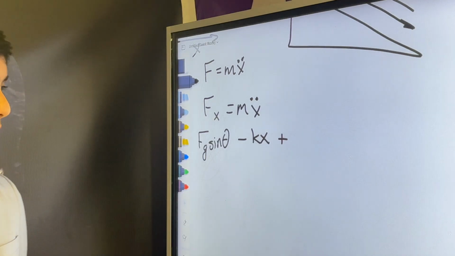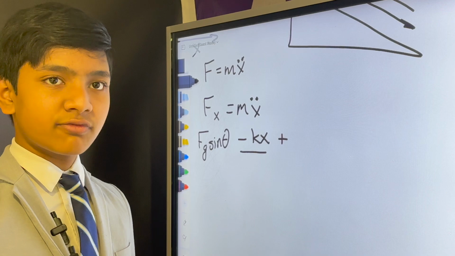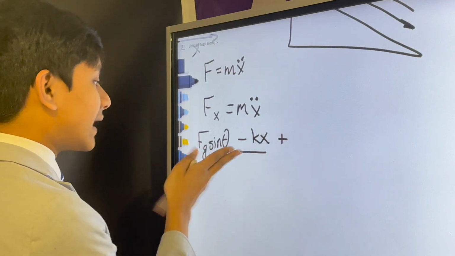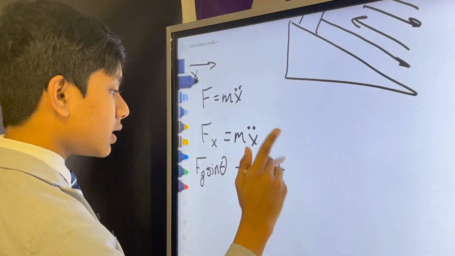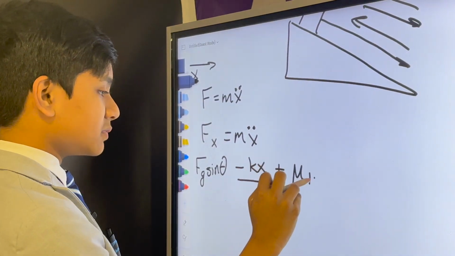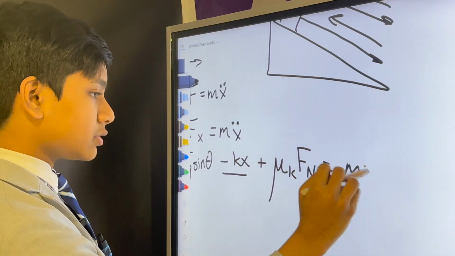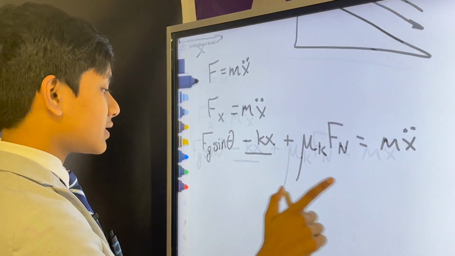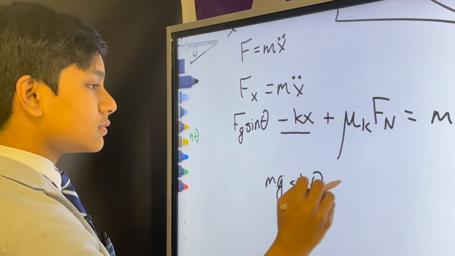So, we have the force of friction. For the first few seconds, the force of friction is going to be moving against the restoring force. So, that's what we're going to be using here. So, plus the force of friction, which is mu k Fn. And that's equal to m x double dot. Now, if you're familiar with the system at all, you'll already know you can break it up like this.